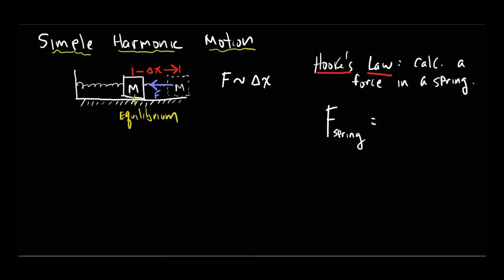You need to know, first of all, the tightness of the spring. How strong is the spring? Is it a very thin, weak spring, or is it a thick, powerful spring? And the strength of the spring is given by a spring constant K. Don't confuse this with the electric constant we talked about. This is the spring constant. And it has units of newtons per meter. That's different for each spring.